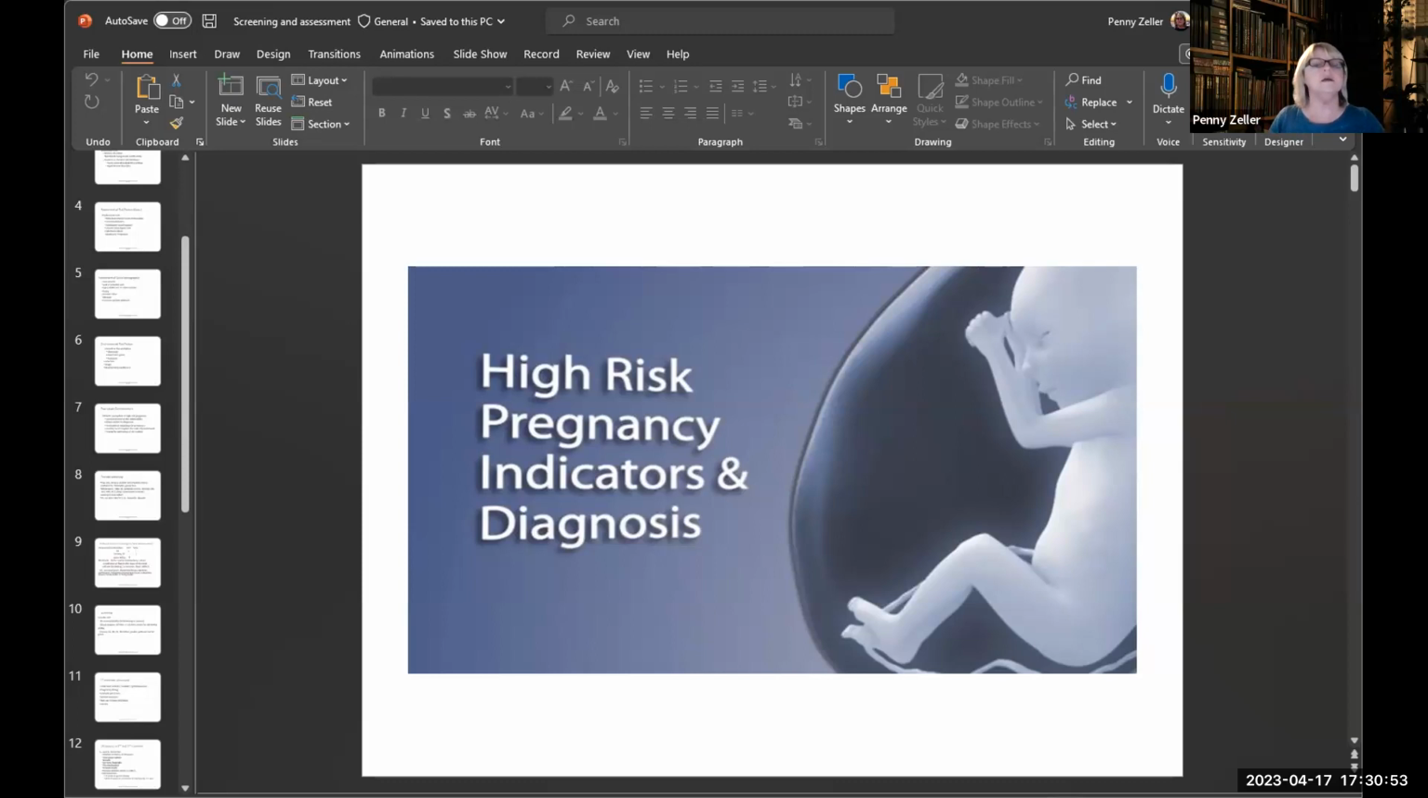Contraction stress test is if she's close to labor, and we're concerned because the baby's having a lot of decelerations. So we're going to do a contraction stress test.